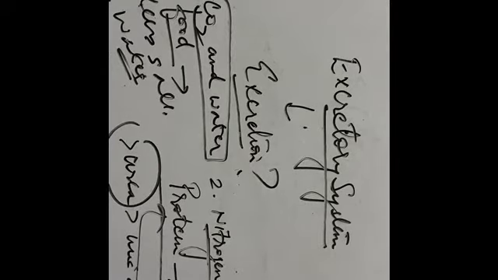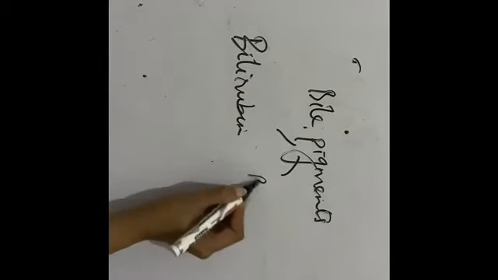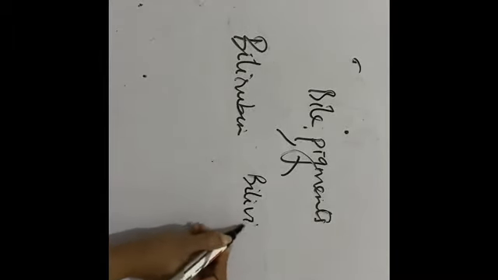Okay, and the last category of waste is the bile pigments. There are two bile pigments. One is bilirubin, another one is biliverdin. Two bile pigments are there.